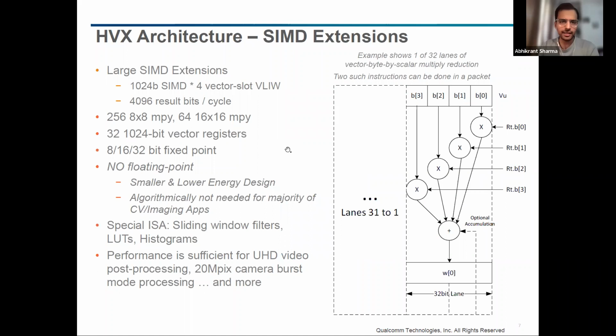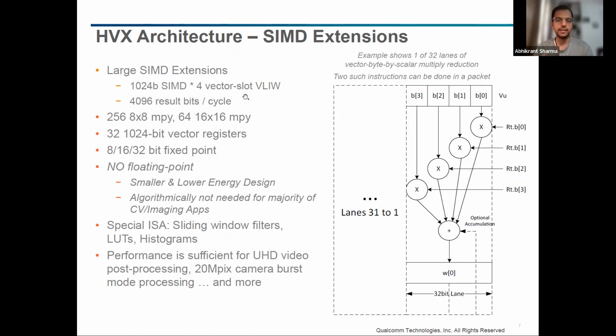So I think the thing that makes HVX really powerful is the SIMD extensions. SIMD, for those of you who are not aware, stands for single instruction, multiple data. By that, what I mean is, in one single instruction, you have the ability to process 1024 bytes of data. So let's say one single instruction, when it is getting executed in one clock cycle of the hardware, you are able to do processing for 1024 bytes. Okay. Now this is what SIMD stands for.